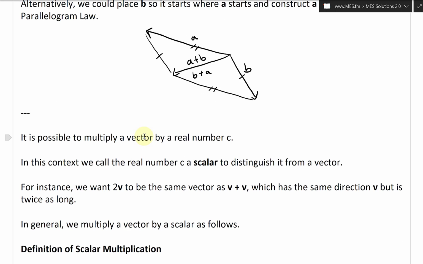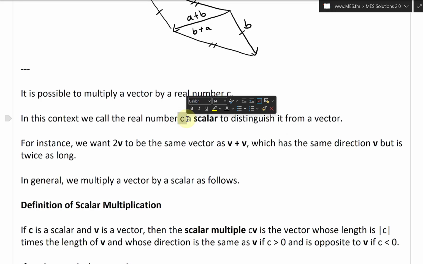All right, so let's continue further now. So now let's go over scalar multiplication. It is possible to multiply a vector by a real number c. In this context, we call the real number c a scalar to distinguish it from a vector. A real number c is a scalar. A scalar just has magnitude, while a vector has direction and magnitude.